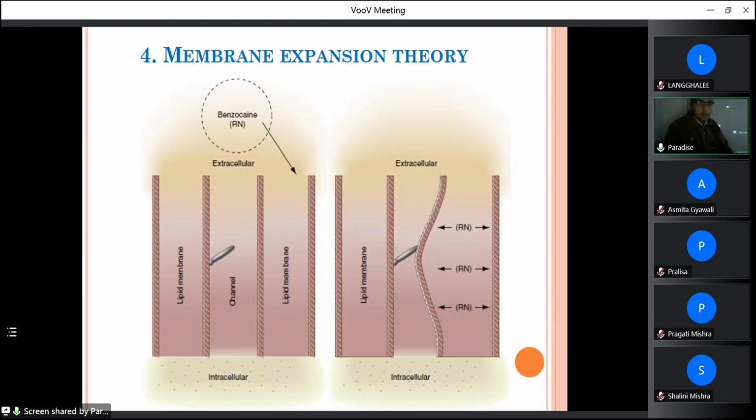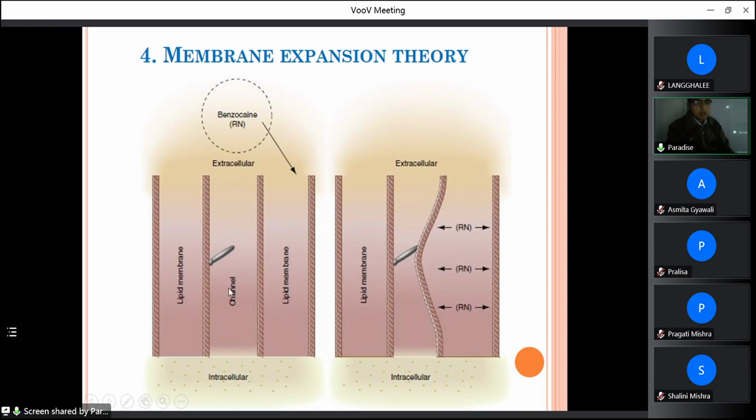Next one is the membrane expansion theory. This membrane expansion theory explains the mechanism of action of benzocaine only. According to this theory, a local anesthetic like benzocaine will enter into the lipid membrane. As you know, all membranes are made up of phospholipids, and only lipid-soluble molecules can enter into and cross the lipid membrane. So a local anesthetic like benzocaine will enter into the phospholipid membrane. Once it enters into the lipid membrane, what does it cause? It causes the expansion of this lipid membrane.